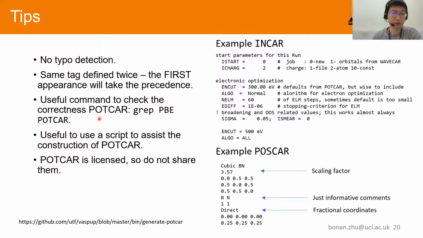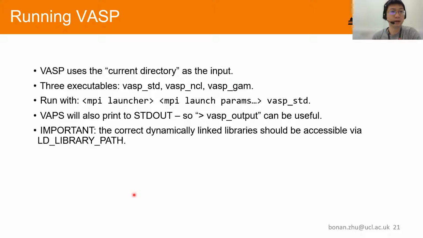Those are some other tips. You can quickly glance at what elements are there in the POTCAR by just grepping some keywords. And like I said, people usually use some script to construct the POTCAR. Here is an example of the POSCAR: you have your lattice vectors, some scaling factor, and the elemental identities, which are actually just informative comments, they don't do anything. What actually matters is this value here. It tells VASP how many atoms there are for the first entry in the POTCAR file. And the POTCAR file is licensed, so don't share them. Otherwise, you're breaching the license agreement.